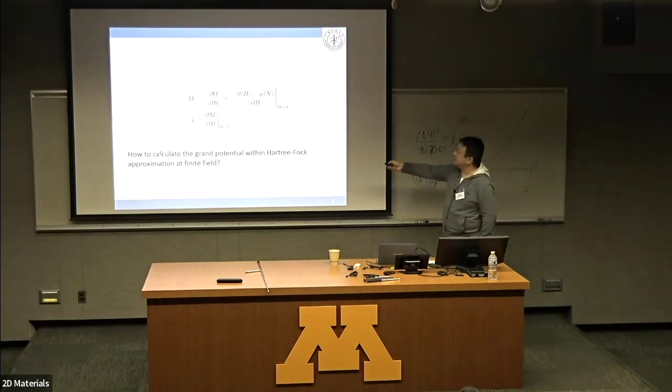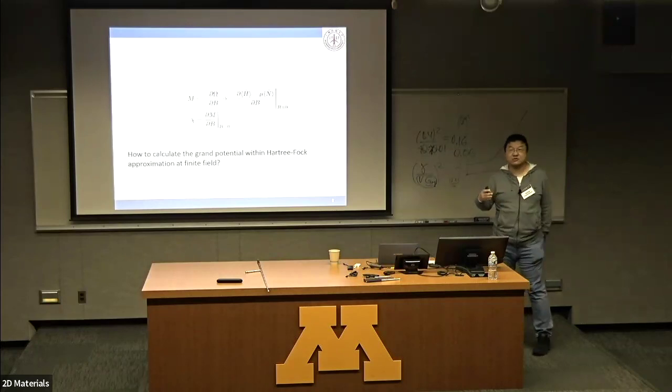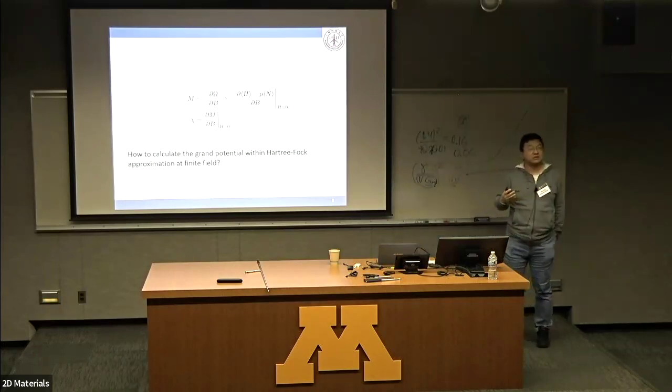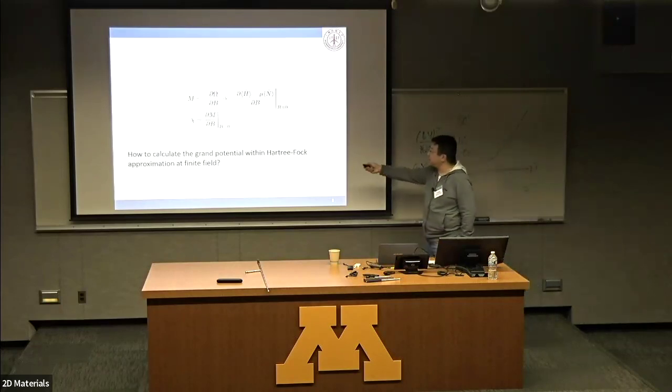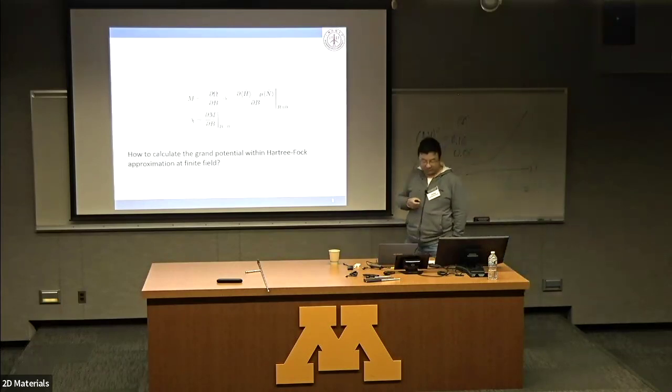So, for example, if you fix the chemical potential, this is just defined as partial omega, this grand potential, with respect to the B field. So if T equals 0, for zero temperature, this omega is nothing but H minus mu n.